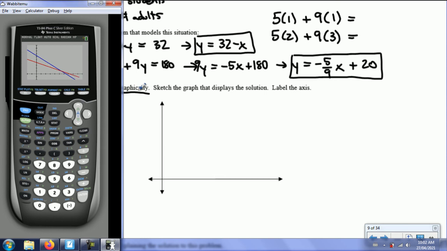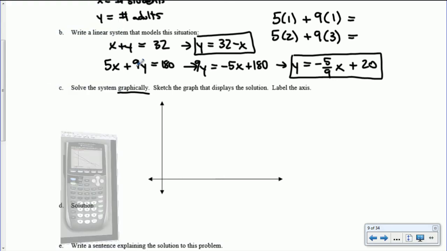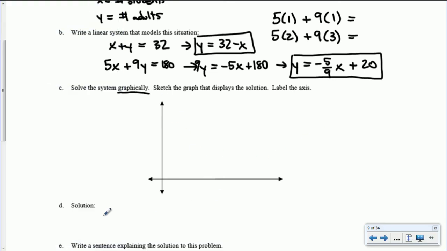Okay, we need to find this intersection point. So second trace, number 5, the intersection. Enter on the first curve, enter on the second curve, and tell it to guess. 27.5. So the intersection is at 27.5.